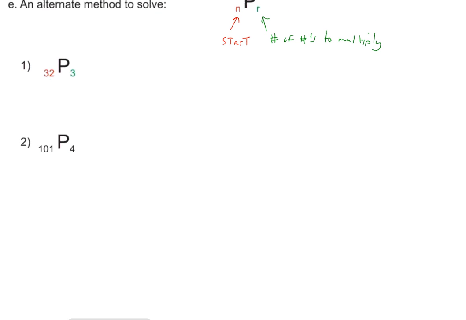You look at our first example. I need to start at what number? 32. Now, remember, the concept is factorial. So what would be the next number? 31. And what would be the next number? Now, how many numbers do I go for? I only go 3 numbers. All right, so take your calculator. Let's do this first. Do 32 times 31 times 30.